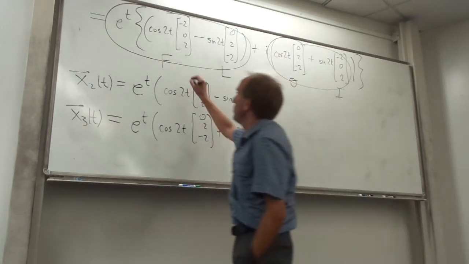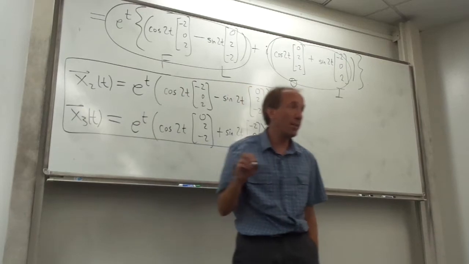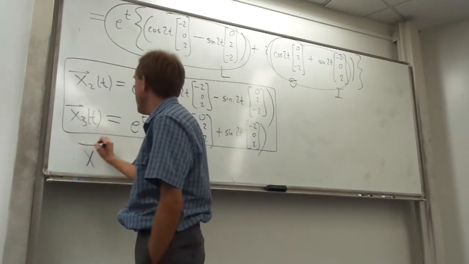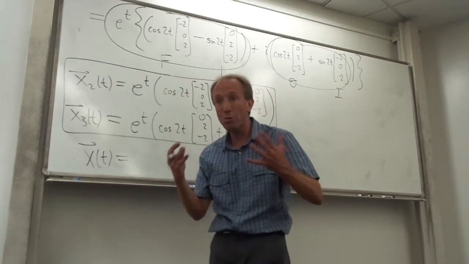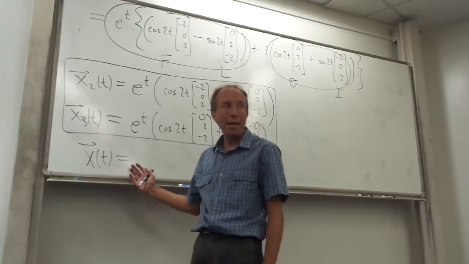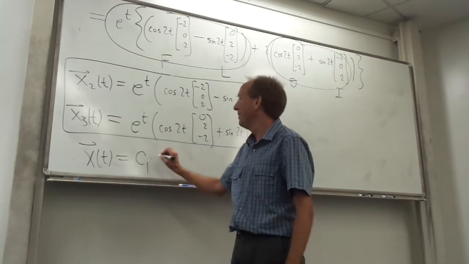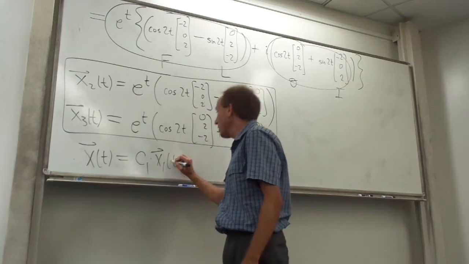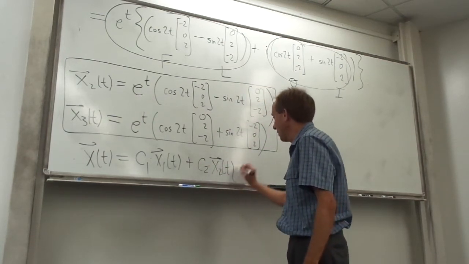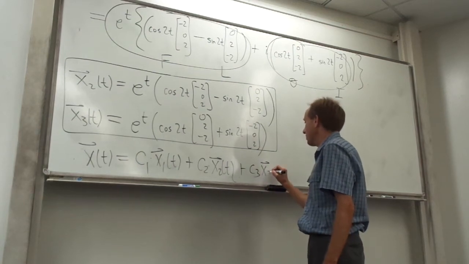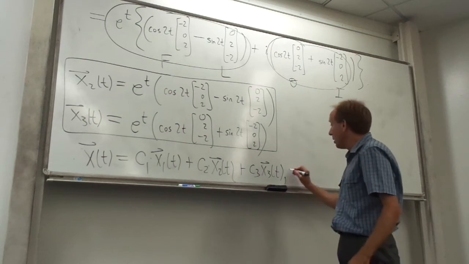As long as you put things in boxes and make it easy for me to find and read, I'll be okay with you guys just on the last step, because it's not the final answer yet. We have to still put down the general solution. What would I want to write down for the general solution here? C1 X1 of t, good. Plus C2 X2 of t, plus C3 X3 of t. Exactly.